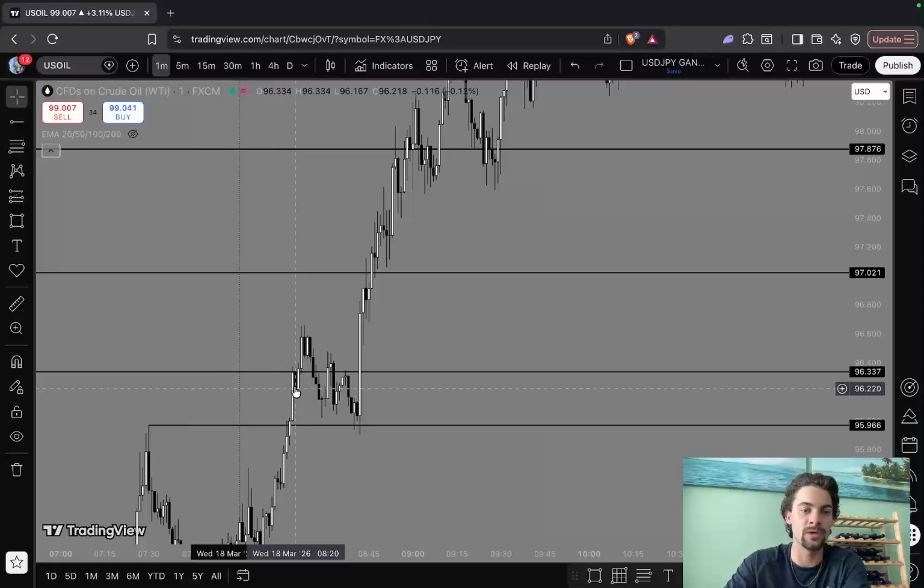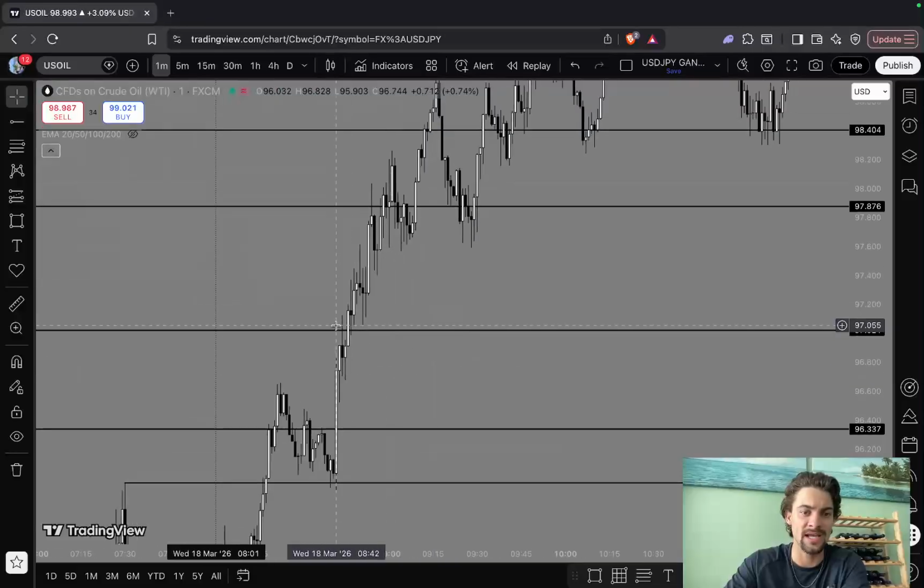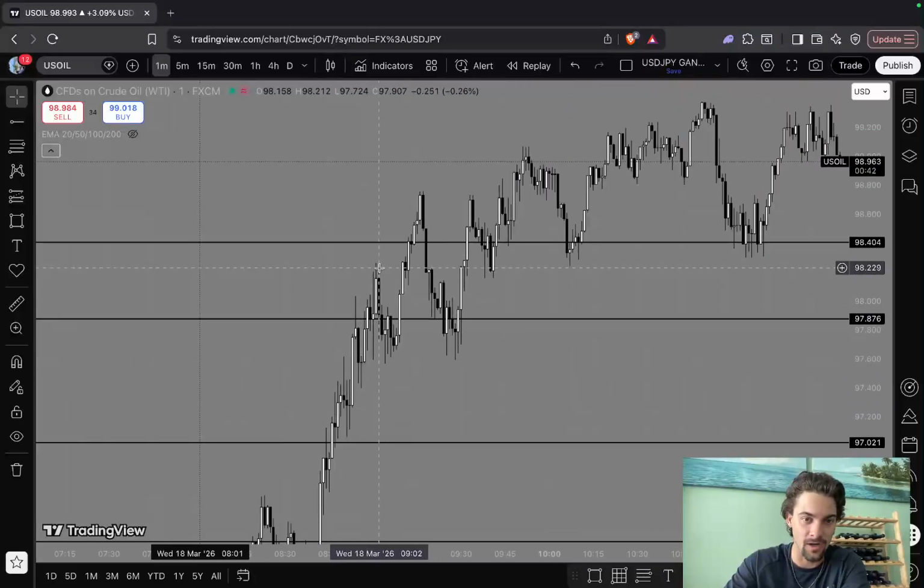Every time liquidity gets taken, you look for the pullback to the previous liquidity that gets taken. Boom, liquidity taken here. We pull back to previous liquidity taken, we move higher. Liquidity gets taken, we get the retest, we move higher. Liquidity gets taken, we don't get the retest here, we move higher. Very strong uptrend. Very important to notice, extremely strong uptrend, okay?